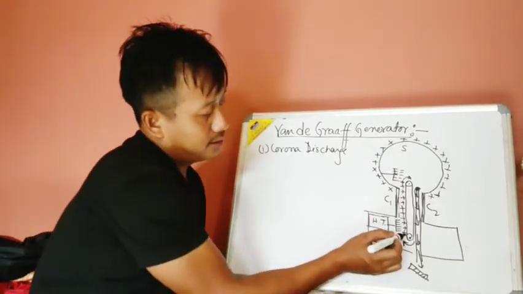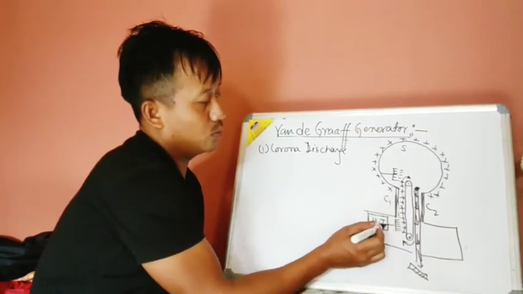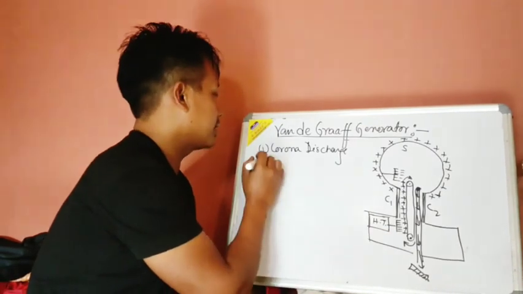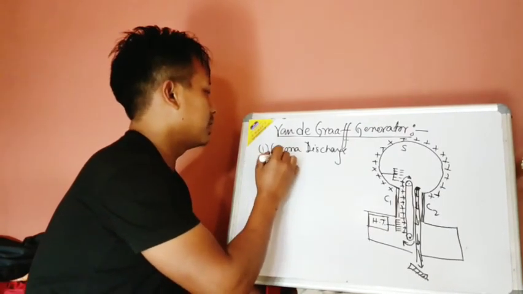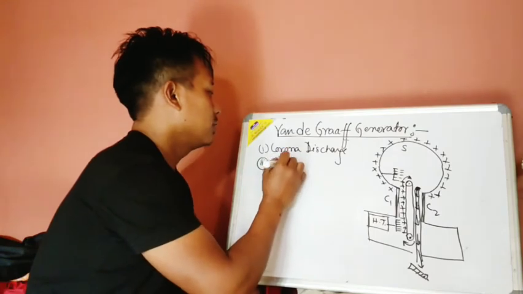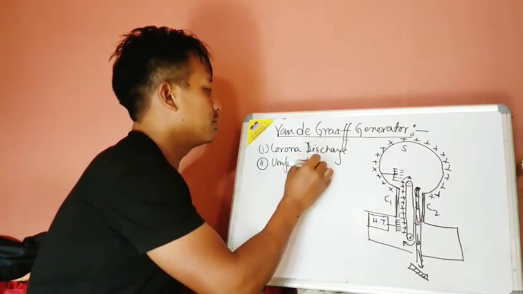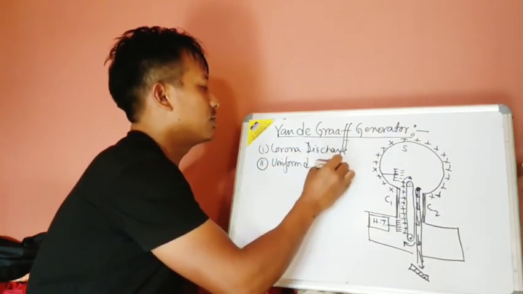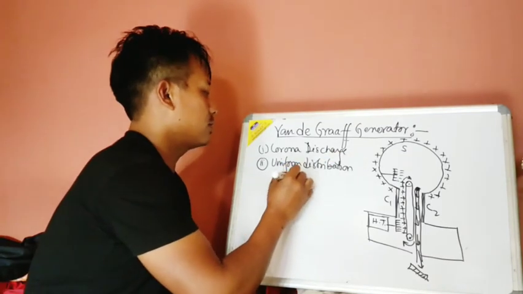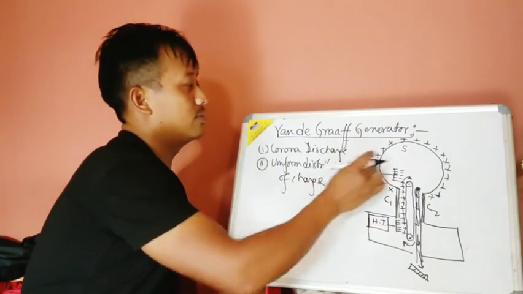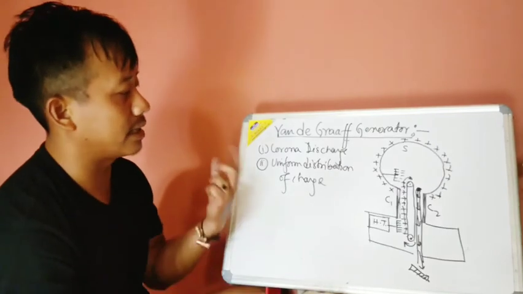The positive charges will be produced by corona discharge, and the second principle is uniform distribution of charge on the surface of the hollow metal. This is the second principle.